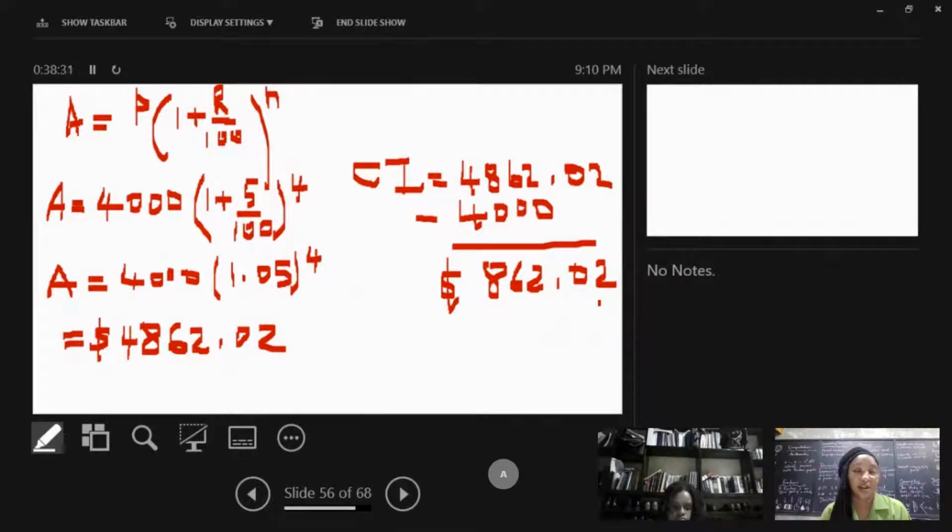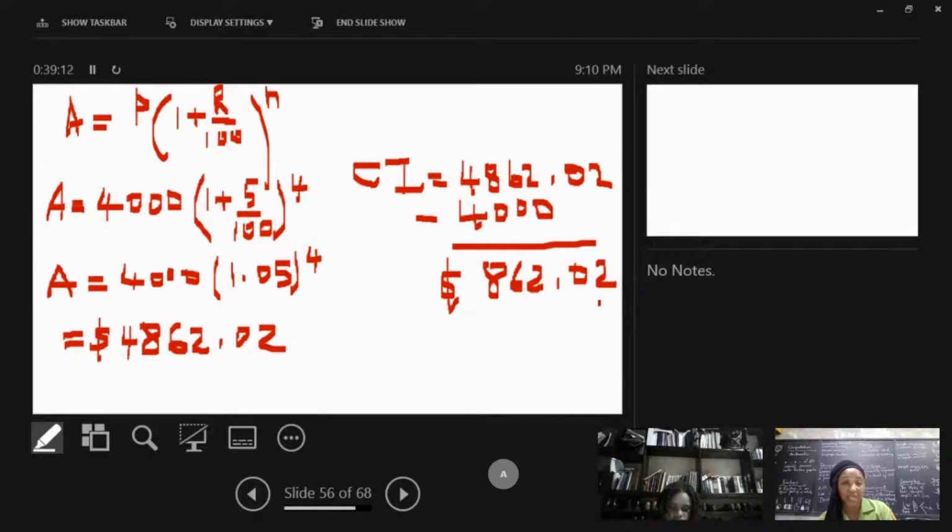Because when we think of falling objects, they fall faster every second. So they're picking up speed each time. It's the same thing with the compound interest. After just 4 years, there's a difference of $62. So imagine, and this is just investing $4,000. Imagine you take $40,000, $400,000, $4 million, and invest it for 10 years, 20 years, 30 years.